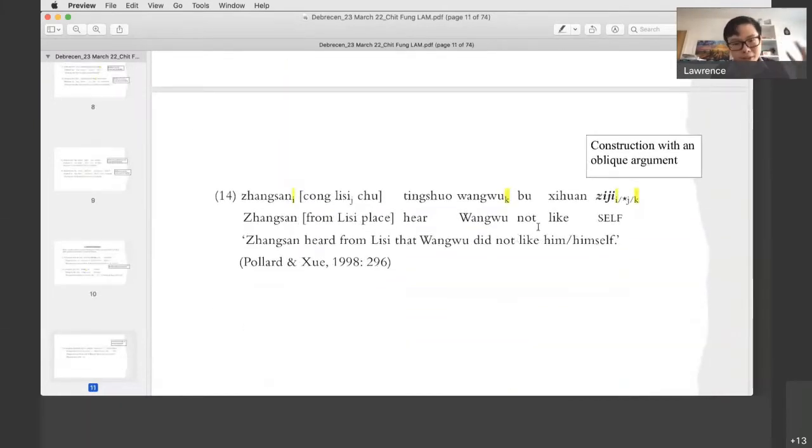And we can also use a construction with an oblique argument to test for the subject condition. In example 14, Zhang San heard from Li Xu that Wang Wu did not like self. So there are two subjects, a matrix subject and an embedded subject, and at the same time, there is an oblique argument, from somebody. We can see that the reflexive can be bound by either of these subjects, but not by the oblique argument.